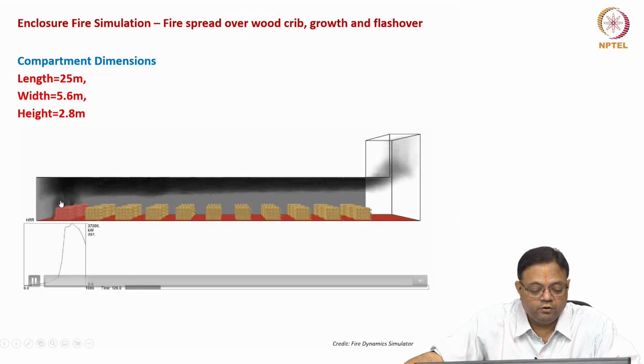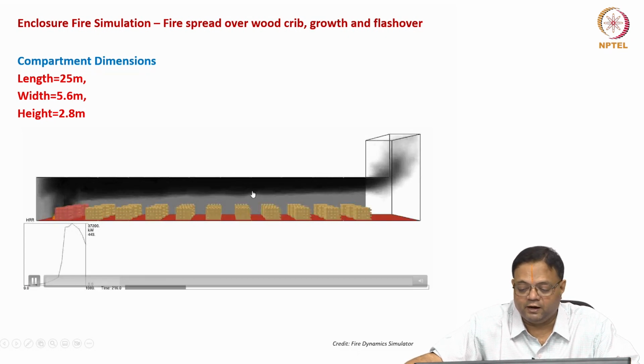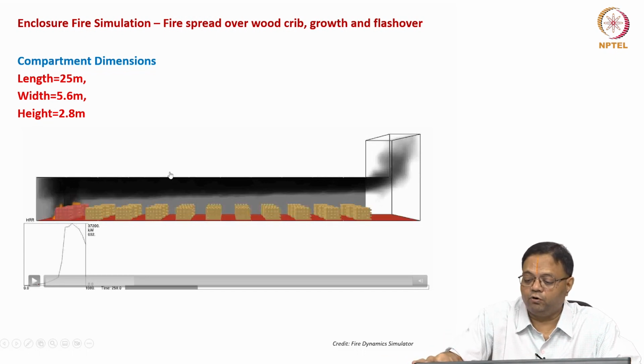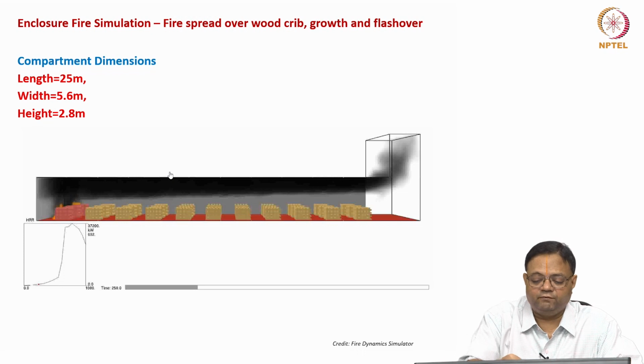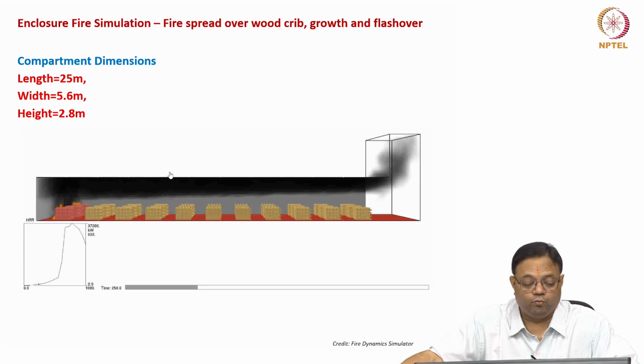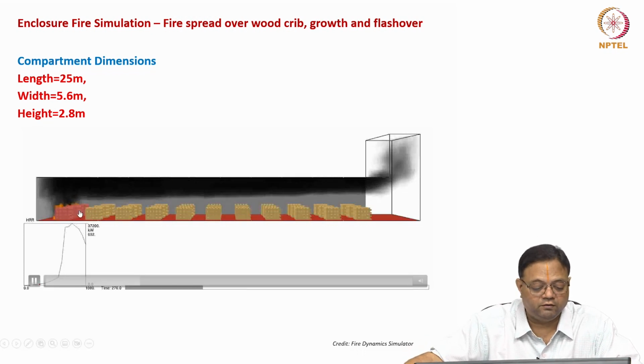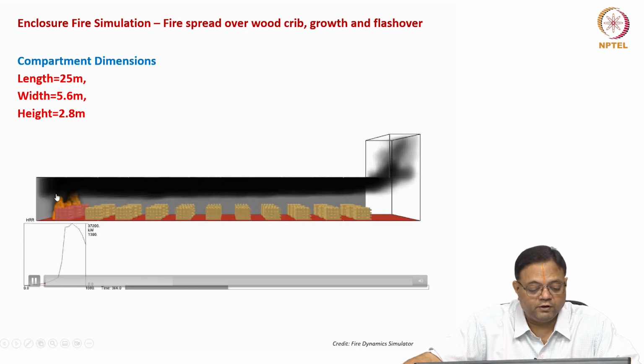As the ignition occurs, the smoke layer forms and a ceiling jet forms, and because of the strength of the plume, the ceiling jet is very powerful and travels about 25 meters and goes away to the vent. Why am I saying strong plume? Because you can see the flame which is formed here has a height which is clearly very high.